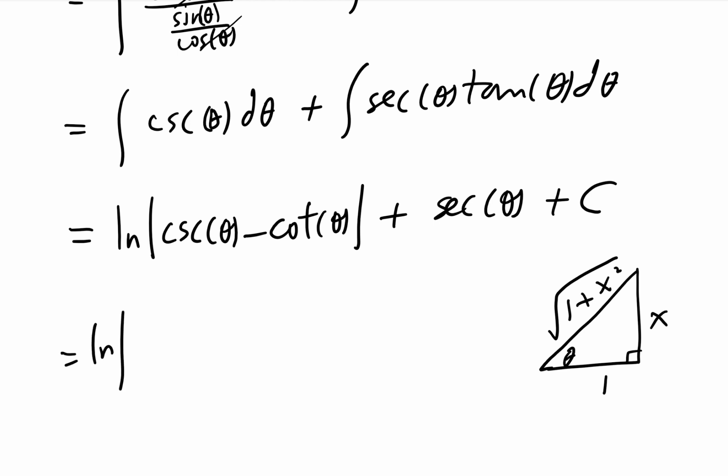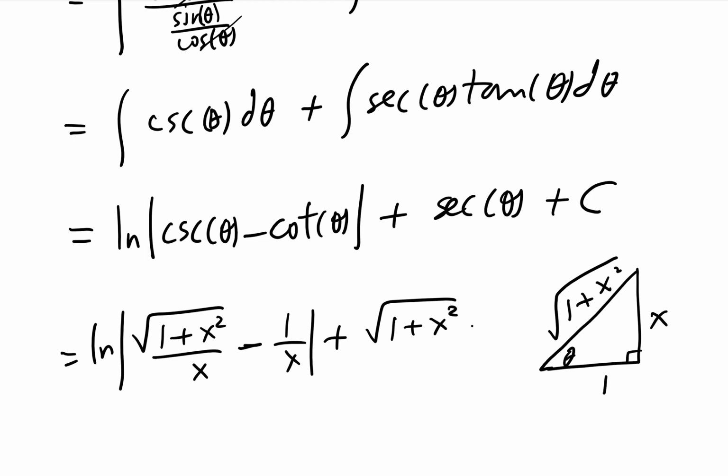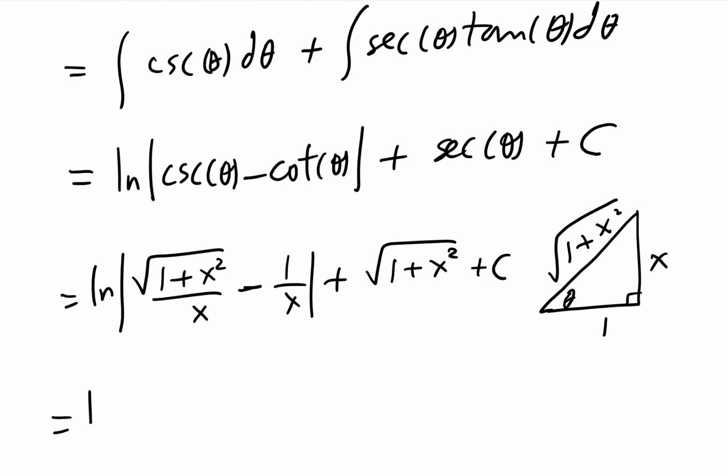Natural log. So this one, cosecant is the reciprocal of sine. Sine is opposite over hypotenuse, so that would be hypotenuse over opposite. Cotan, reciprocal of tan. Tan is opposite over adjacent, so adjacent over opposite. Plus secant, reciprocal of cosine. Cosine is adjacent over the hypotenuse. So it becomes the hypotenuse over adjacent, plus c. And here we combine the fractions by having the common denominator.